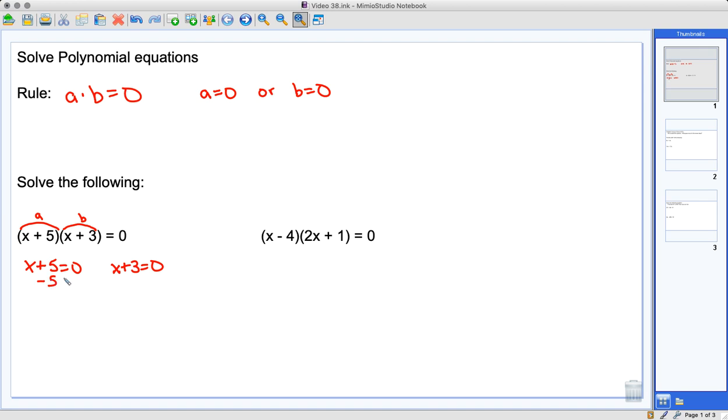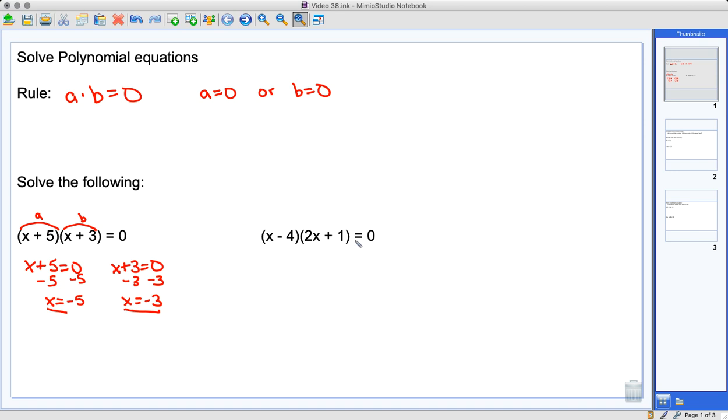We're going to subtract 5 from both sides, so you get x equals negative 5. For this one, subtract 3 from both sides. You get x equals negative 3. Both of these answers are correct, because if I plug in the negative 5, that part would be 0. If I plug in the negative 3, that part would be 0. That's how you solve. Whenever it says to solve something, you always want answers that look like x equals a number.